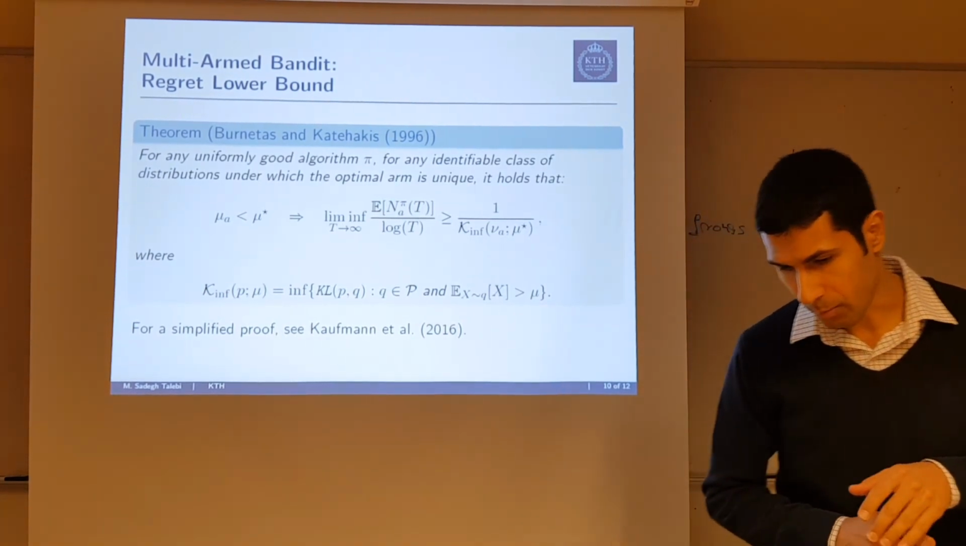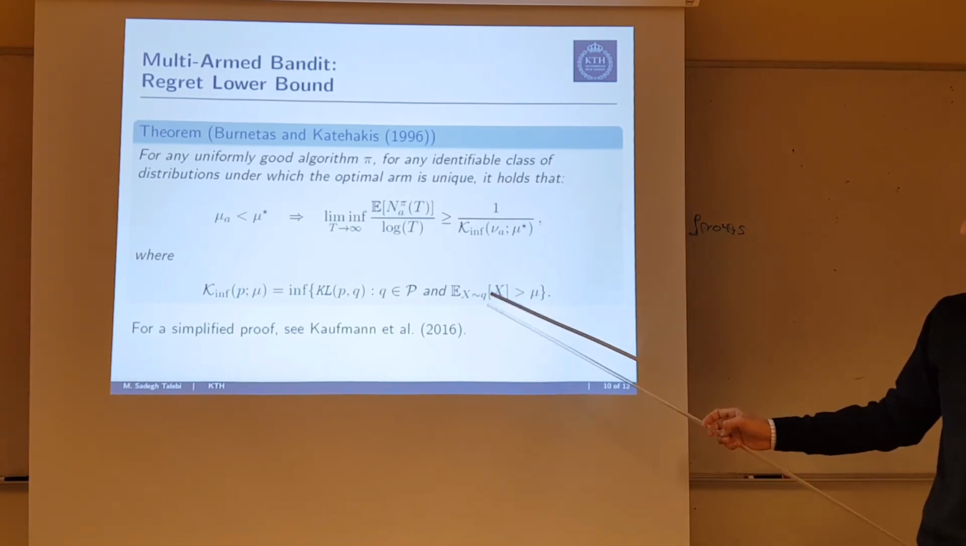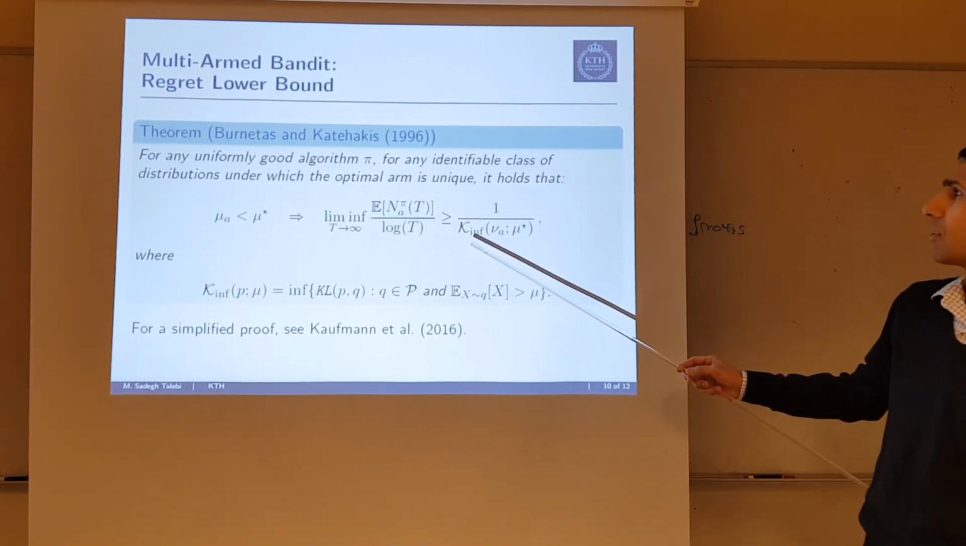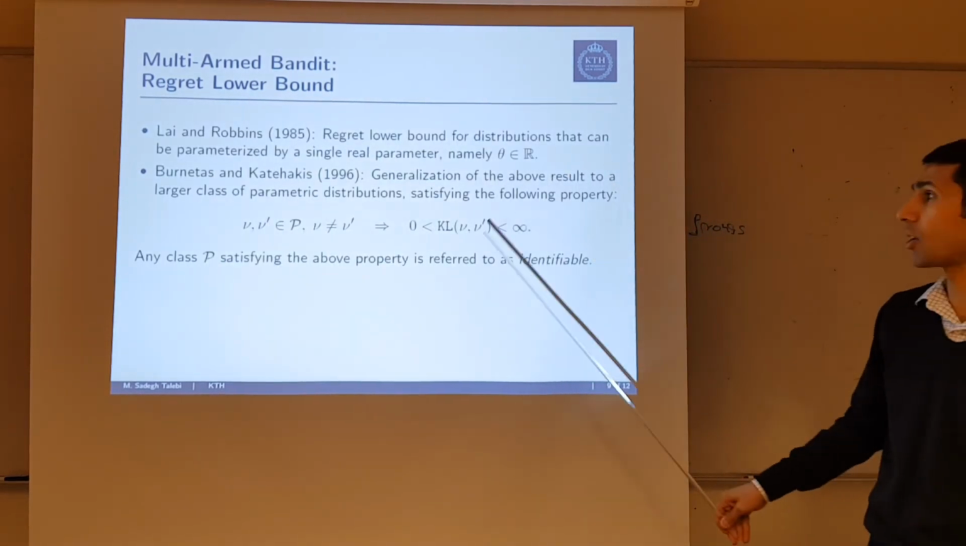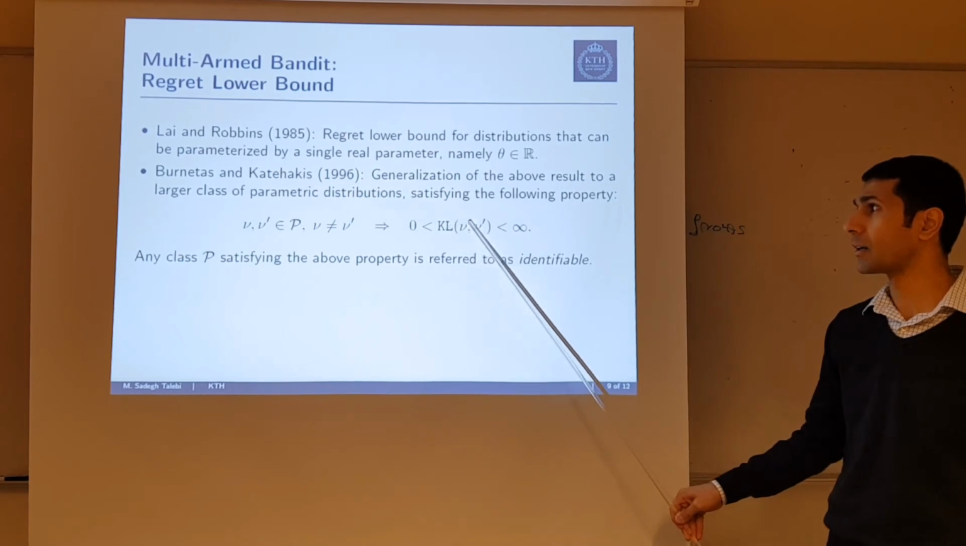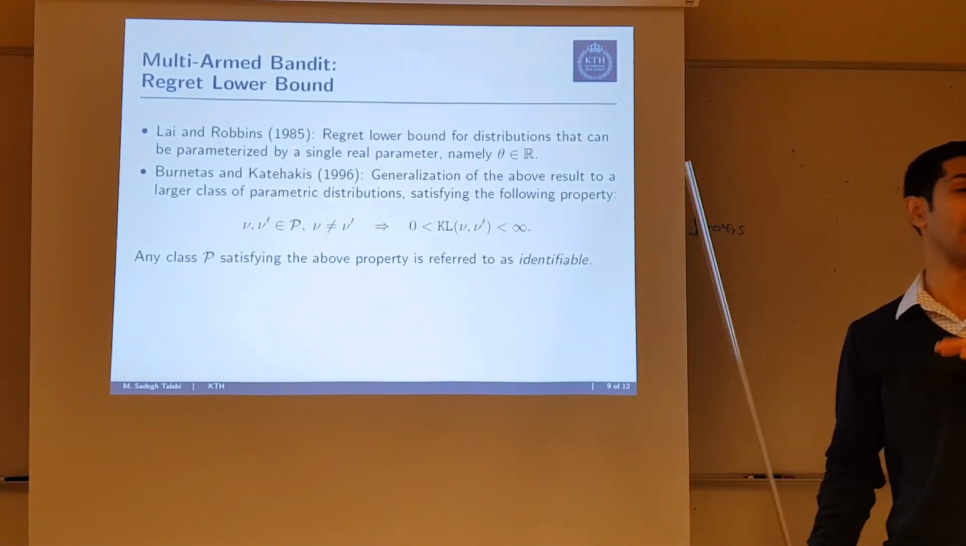Well, if you look at the result by Burnetas and Katehakis, it doesn't say much about this parameterization. It just says it should be identifiable in the sense that the KL divergence between any pair of distributions should be finite within this class.